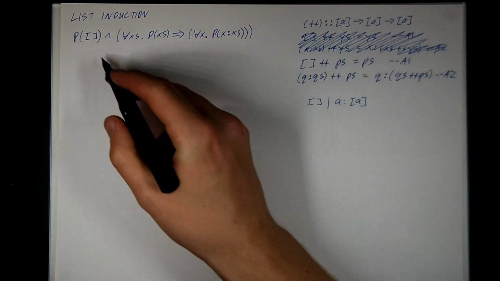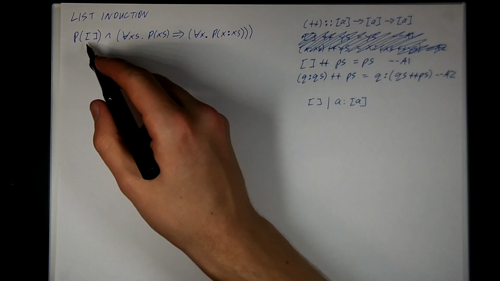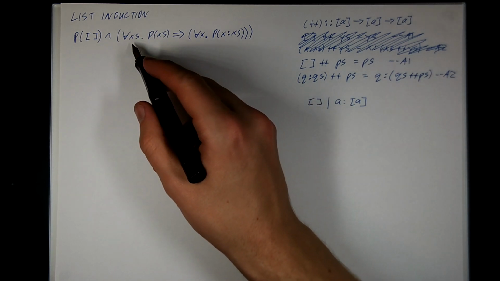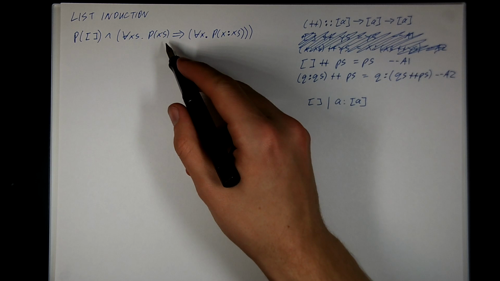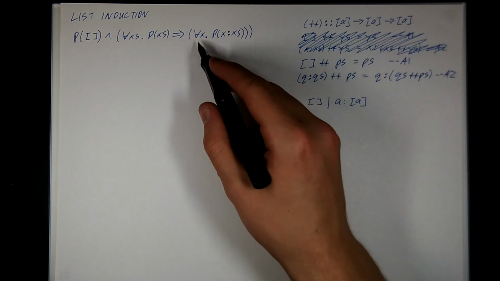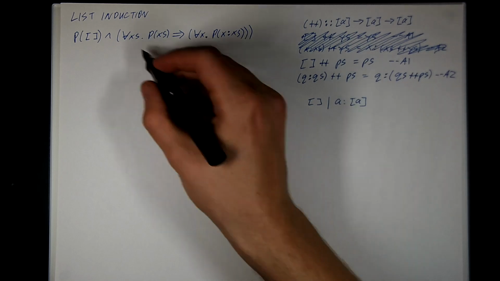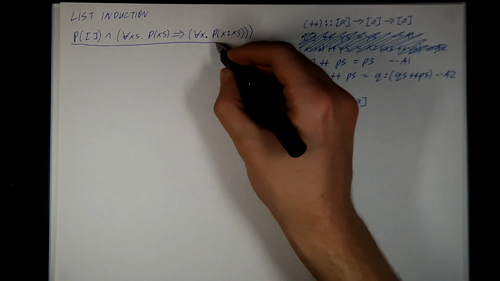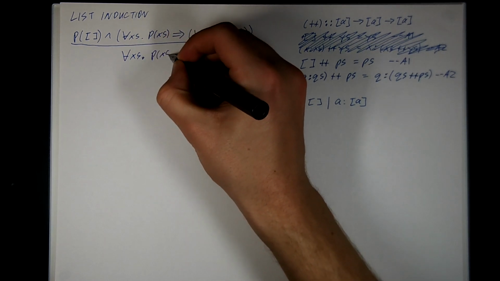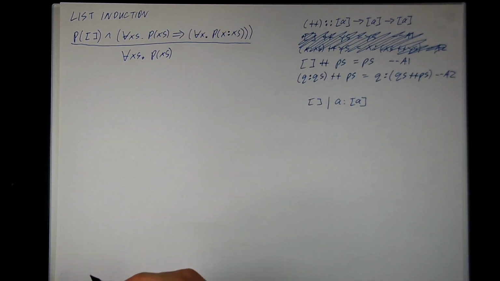Okay? So the base case is to prove it's true for the empty list. The step case is to assume it's true for some list XS, and then prove it's true for any new list X cons XS, where X is an arbitrary element. And if both of those are proven, then we have for all lists XS, P of XS. Okay, so let's do an example.